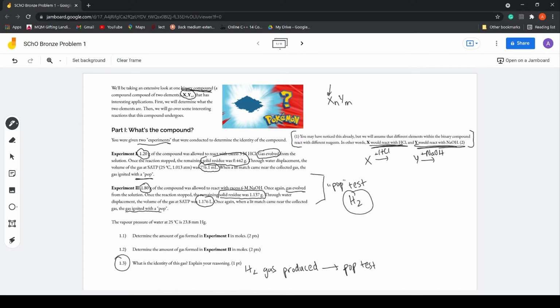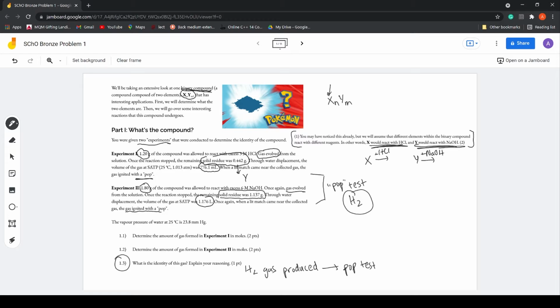And now let's go over the other clues in the question. Okay, so we have solid residues happening in both experiments. Now this is where the clue comes in more importantly: X reacts with HCl, Y reacts with NaOH. Say in my first experiment, I'm reacting this compound with HCl. Only the X is going to be reacting. So what does that mean? That means the Y is left behind. The Y is not reacting, so the Y is the solid residue. The Y is what is left behind that hasn't reacted.